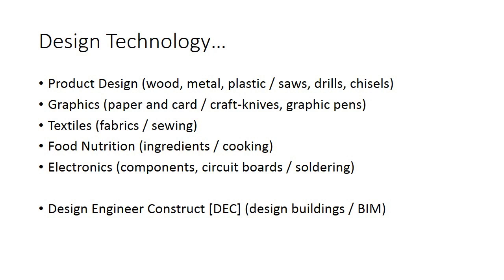Textiles is where you use a sewing machine and fabrics to create exciting new ideas, and your first project is an ugly toy project. In food nutrition, this is where you get to cook using different ingredients and different cooking techniques. In electronics, you will make working products that include circuit boards and components, and you will join these together using the process of soldering.